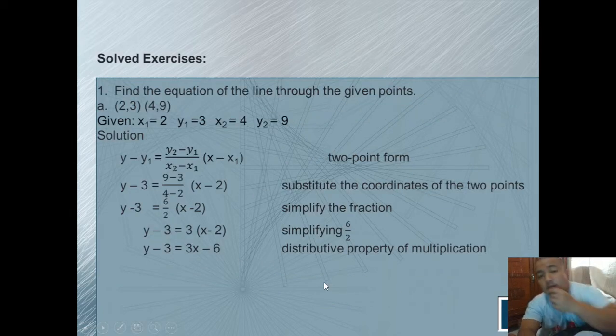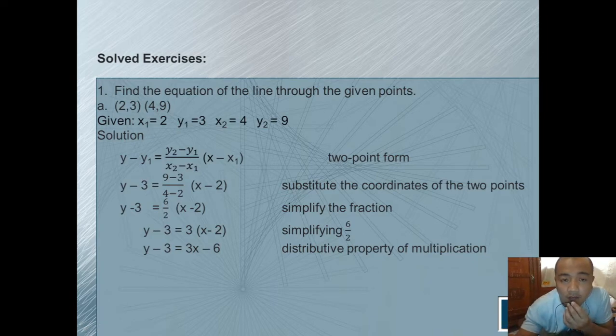Let us now have some solved exercises here. For number 1, find the equation of the line through the given points (2, 3) and (4, 9). So since the line passes through the points (2, 3) and (4, 9), then we will use the 2-point form of the equation of a straight line to solve its equation. So first identify x sub 1, y sub 1 is (2, 3), x sub 2, y sub 2 is (4, 9). And substitute it to the 2-point form of the equation of a line. y minus y sub 1 equals y sub 2 minus y sub 1 over x sub 2 minus x sub 1 times the quantity x minus x sub 1.